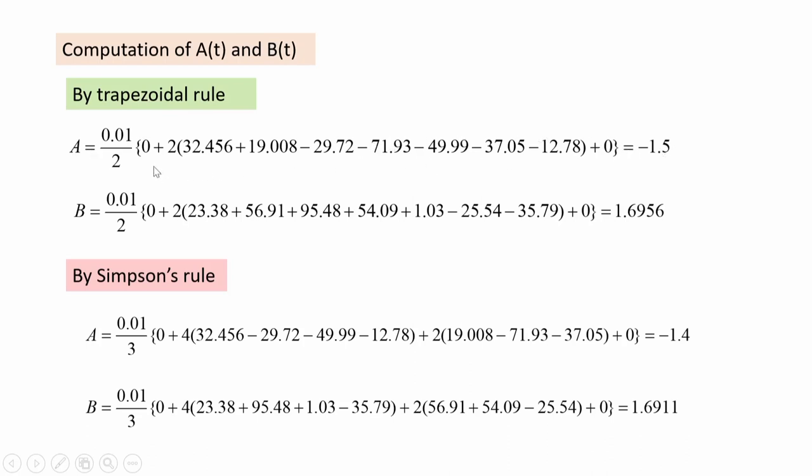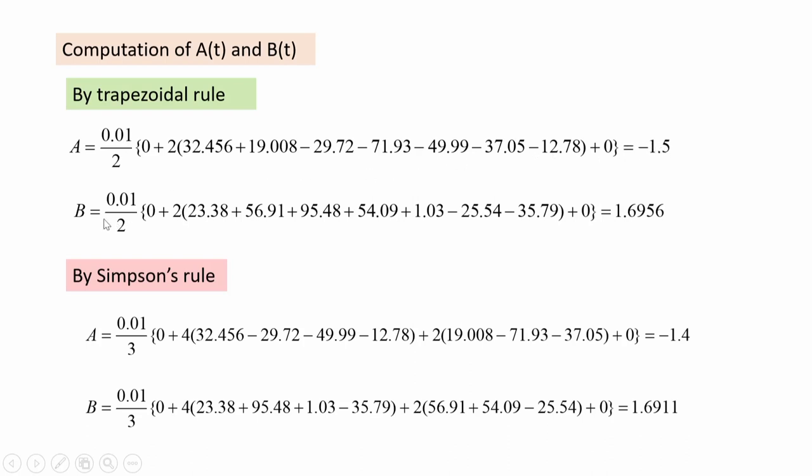You can see I have written here, this is the time instant delta T by 2, that is delta T is 0.01 divided by 2. And then inside the second bracket I have written the first ordinate and last ordinate, which are 0, and 2 times the sum of the other ordinates. So this results in a value of minus 1.5.